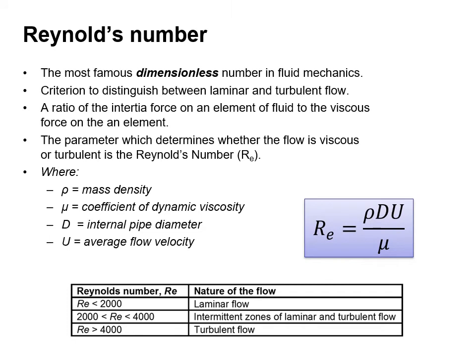So the Reynolds number is the most famous dimensionless number in fluid mechanics. It is the criterion to distinguish between laminar and turbulent flow. It's a ratio of the inertia force on an element of fluid to the viscous force on that element. The parameter which determines whether the flow is viscous or turbulent is this Reynolds number, and you can calculate it as shown. Typical values for the Reynolds number in excess of 4,000 would be turbulent flow, between 2,000 and 4,000 would be intermittent zones of laminar and turbulent flow, and less than 2,000 would show that you had laminar flow.